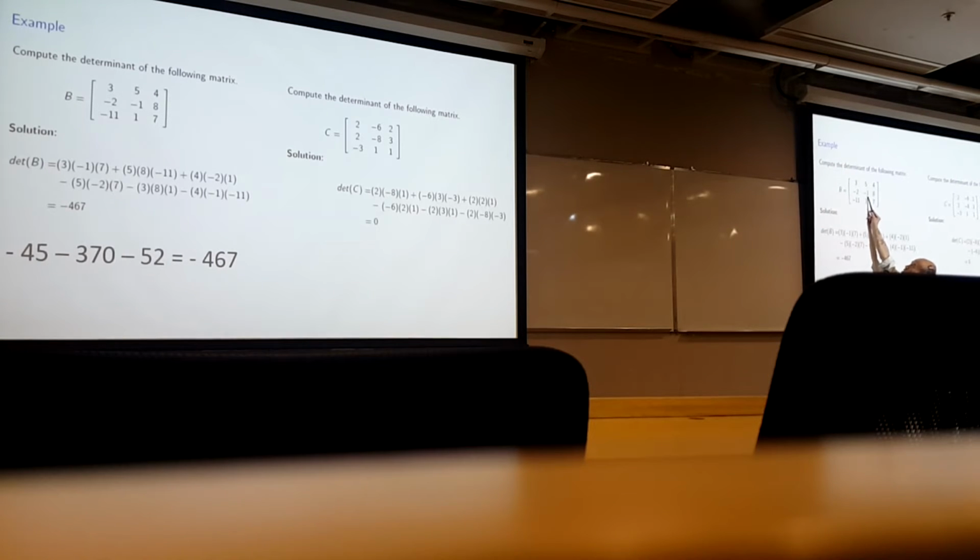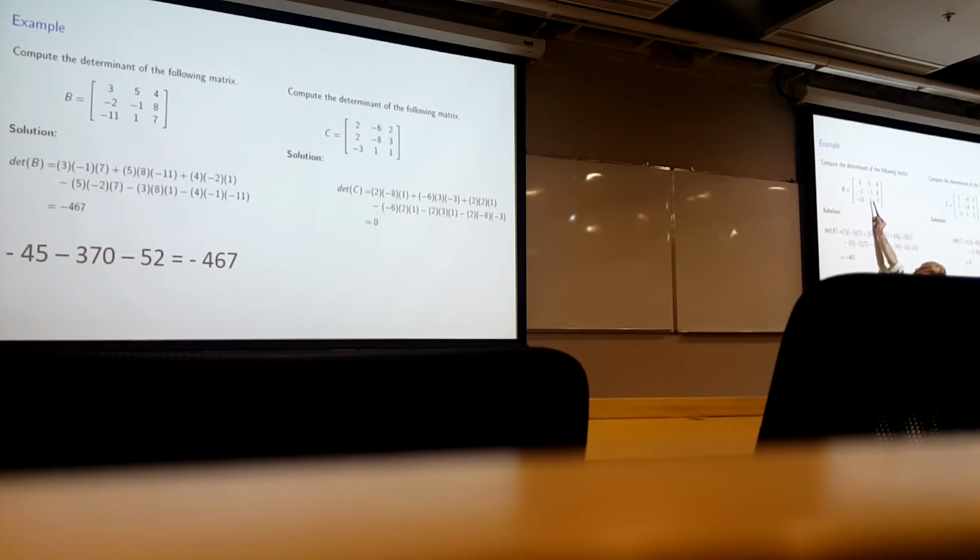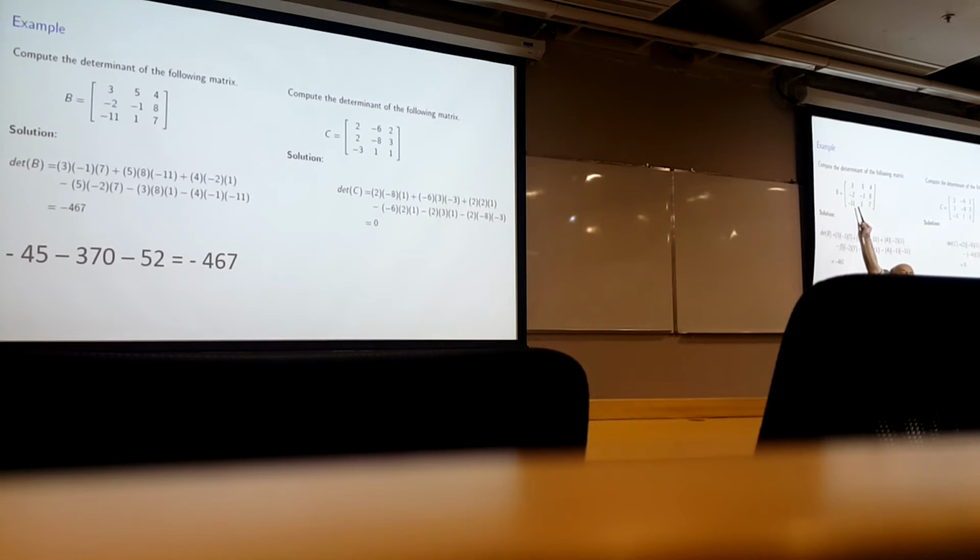3 times this 2x2 is -7 minus 8, which is -15. -15 times 3 is -45. And then the second one, which is 5, these four numbers is -14 minus 88. So it is -74 times 5, which is -370.